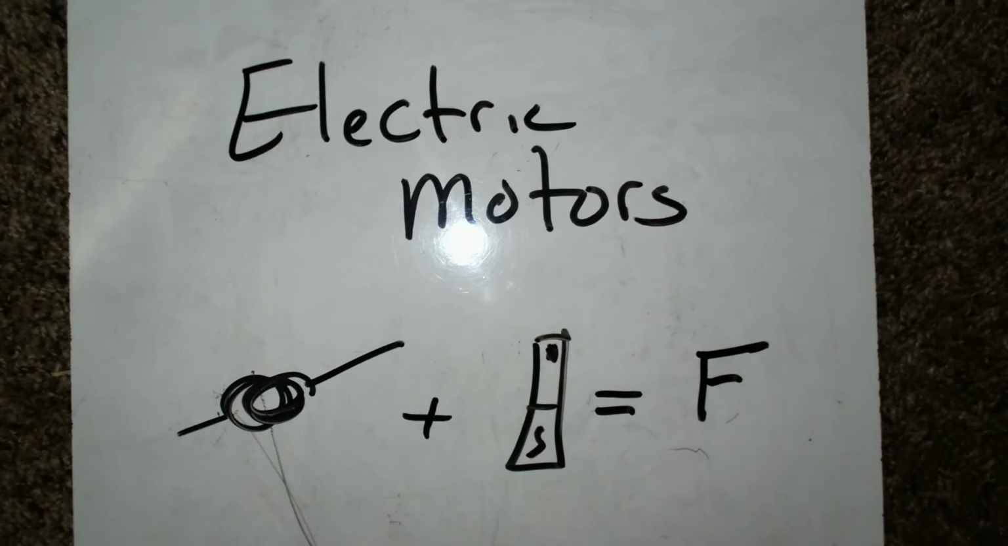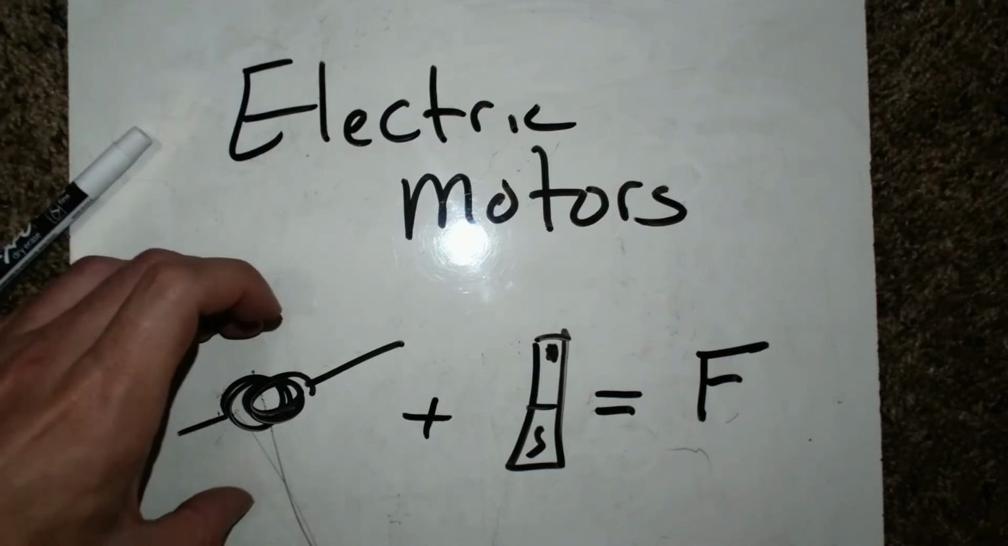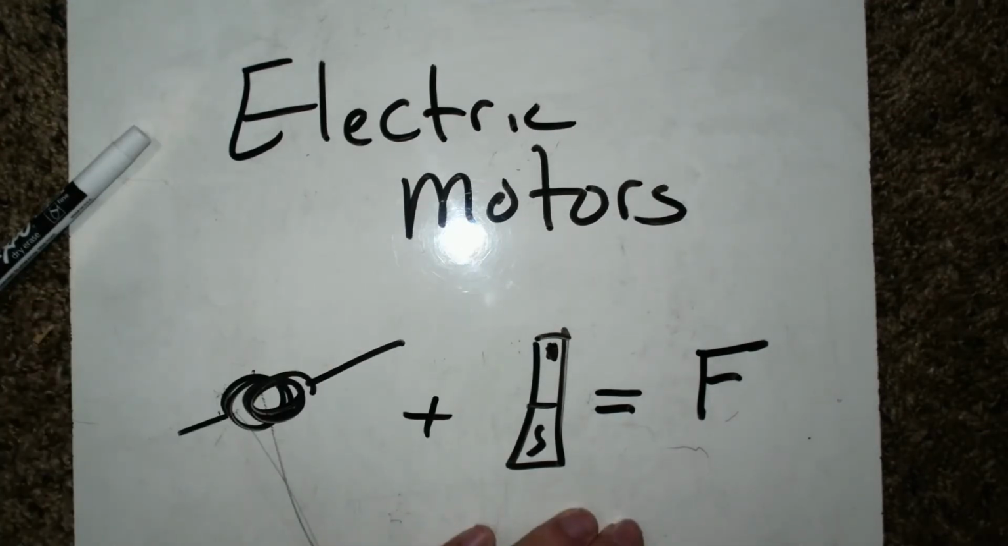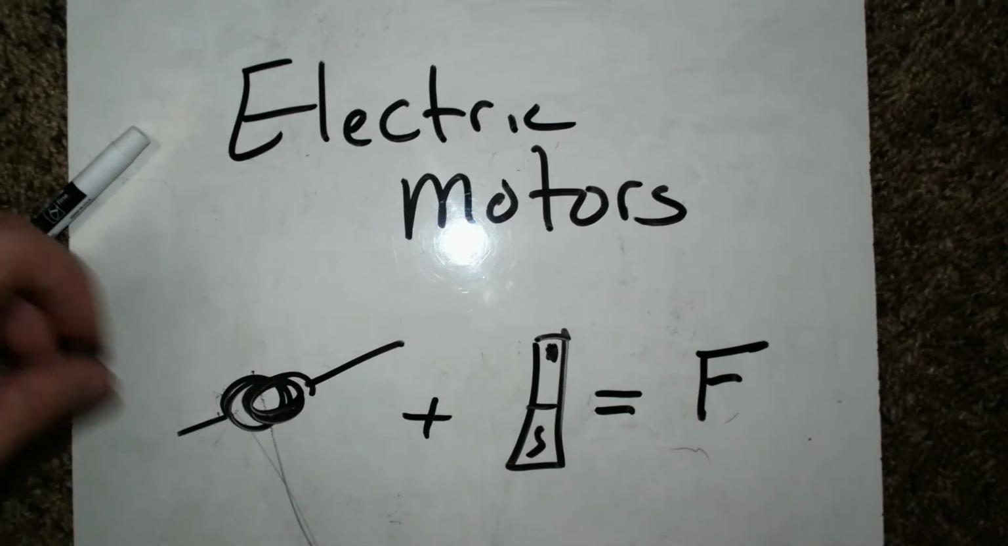Whether I'm using that to drive a car forward, or rotate something, or move something, or lift something, electric motors simply use the fact that coils generate magnetism with an existing magnet, and we can start to get something spinning around and something usable.